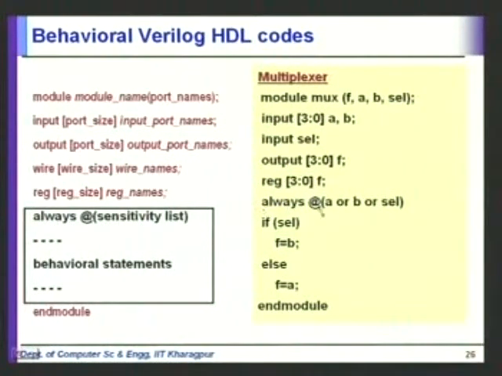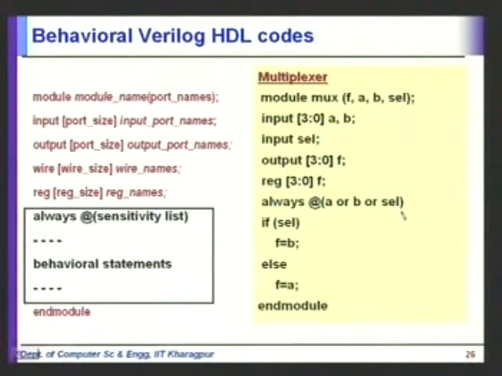Now when you say always @ A or B or select, it means that whenever A changes, then that is activated. So when you say A or B or select, that means that whenever any of these change, then it is going to get activated, right. So if A changes, it is going to get activated. If B changes, it is going to get activated. If select changes, it is going to get activated.